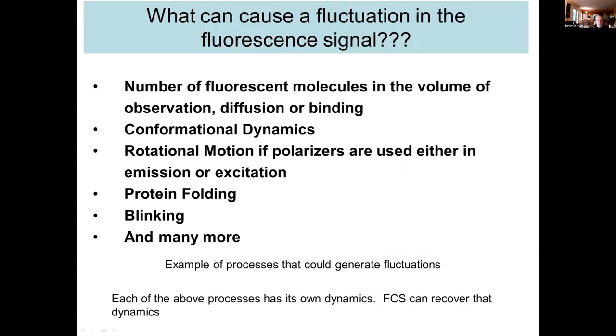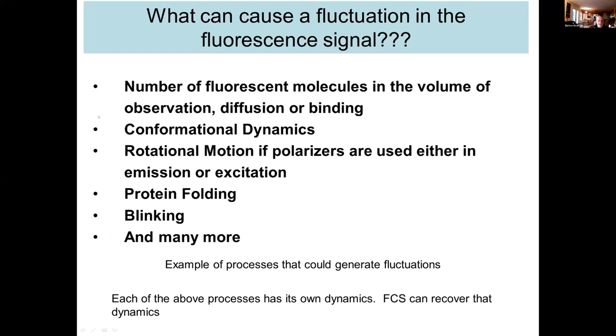Okay, let us see what we observe. What we observe in a fluctuation experiment is that the fluorescent signal fluctuates. The signal is the number of fluorescent particles in the volume of observation, which can change due to diffusion and binding. And that is very important because, for example, a molecule can diffuse freely or can bind to some place. If it binds, of course, the diffusion will change dramatically.